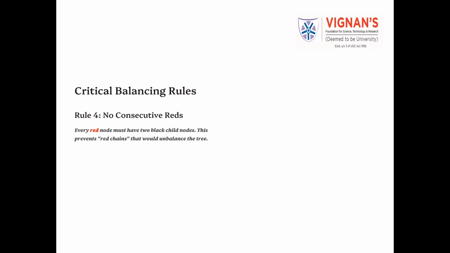Critical balancing rules. Rule 4. No consecutive reds. In a red-black tree, a red node must never have a red child. This rule prevents the formation of red chains, which would unbalance the tree and increase its height. During insertion, this is the rule that is violated most often and therefore needs immediate correction.